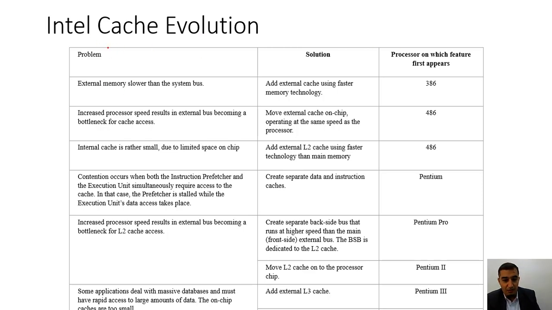The problem started before the 386. External memory is slower than the system bus. External memory, RAM. Add an external cache using faster memory technology. So in the 386 we had an external cache outside the CPU. Then they said okay, increasing the processor speed results in the external bus becoming a bottleneck. When you have a lot of information passing through one place, you will have congestion, like a traffic jam. This bottleneck is a problem. So they said okay, before the 486, move the external cache on chip. Take the cache that was external on the motherboard and put it inside the CPU.